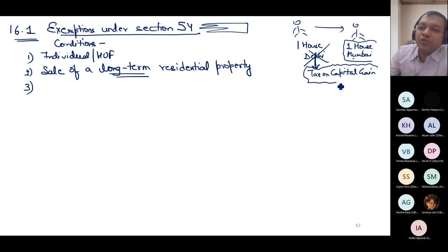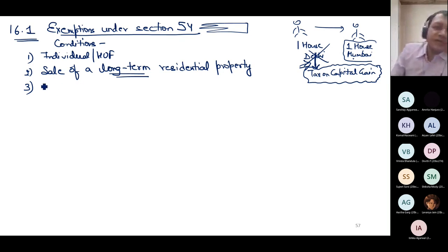And here my intention was not to sell the house for my own wish. I want to sell the house in Delhi because of my compulsion that I have to move to Mumbai and there I will purchase another house. So that is why section 54 comes into the picture to save me. It says that if you are selling this Delhi house, when you purchase another house in Mumbai, we will not collect any tax from you.